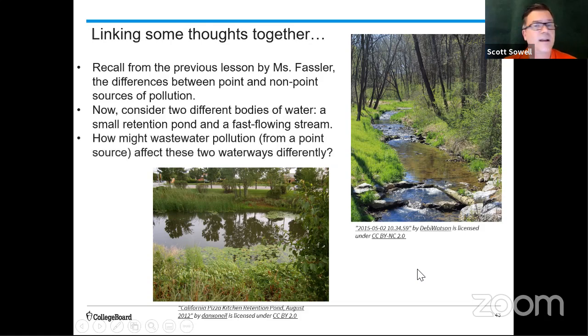What I'd like for you to do is take 37.5 seconds and think, how might wastewater pollution from a point source affect these two waterways differently? So just take a second and think. So you may be starting to think about, well, there must be something about flowing versus non-flowing. I kind of made that pretty explicit. So let's take a look.